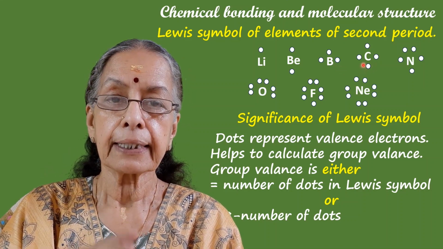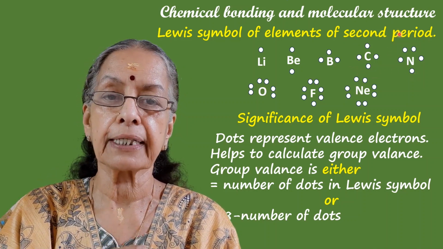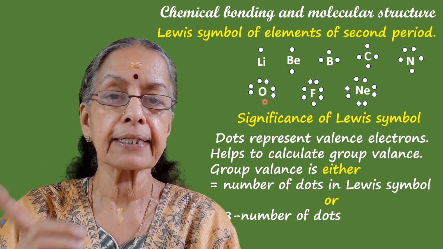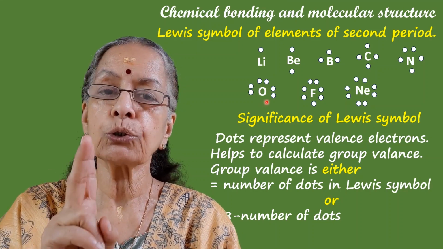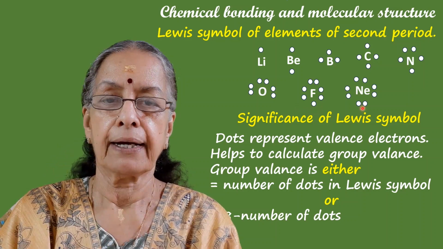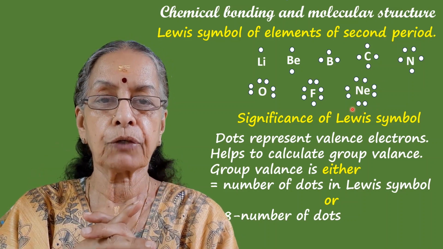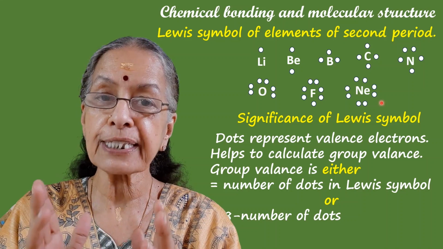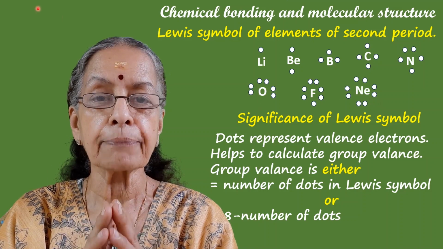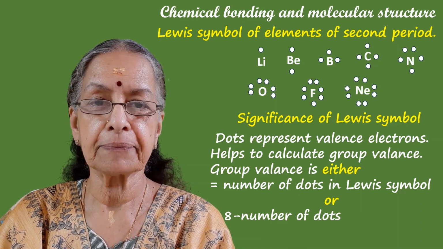For carbon, it is 8 minus 4 equal to 4. Then, for nitrogen, it is 8 minus 5 equal to 3. Then, for oxygen, it is 8 minus 6 equal to 2. And for fluorine, it is 8 minus 7 equal to 1. And for neon, it is 8 minus 8 equal to 0. We know the noble gases belong to 0 group. So, this Lewis symbol helps to understand the group valence. I hope it is clear.